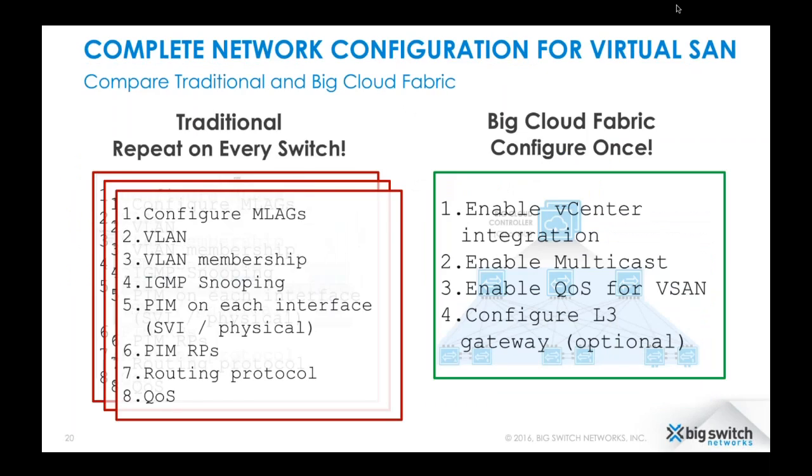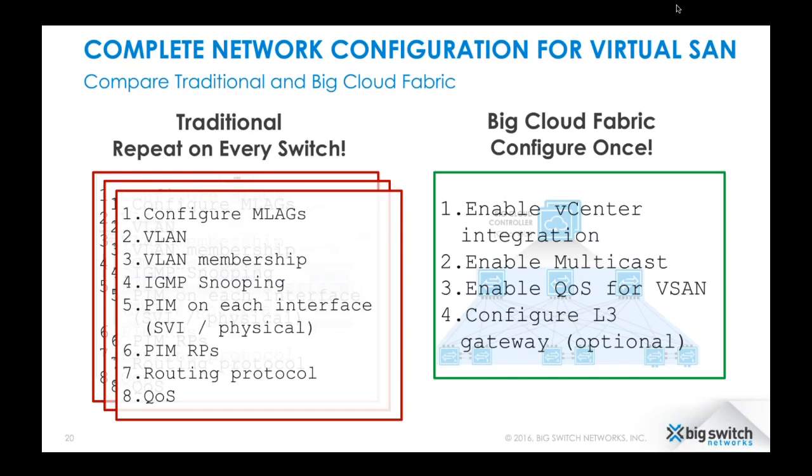Okay. Now, this was the initial configuration, and there are a couple more things that folks typically want to do to make a robust vSAN deployment. So let's take a look at a more complete config and compare this in perspective with traditional networking. If you look at a traditional box-by-box network, here's all the types of configuration that you would have to put in on every single switch. For example, we talked about configuring MLAGs, configuring VLANs, configuring VLAN memberships.